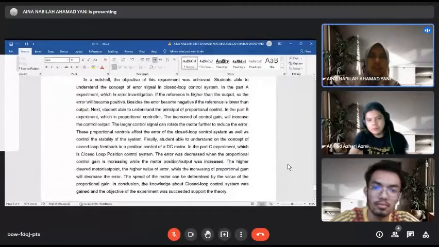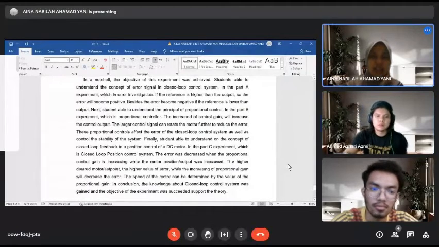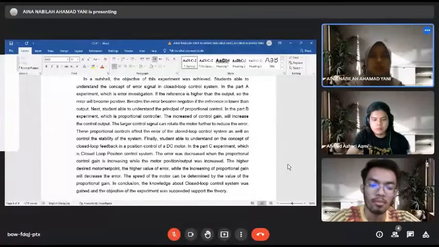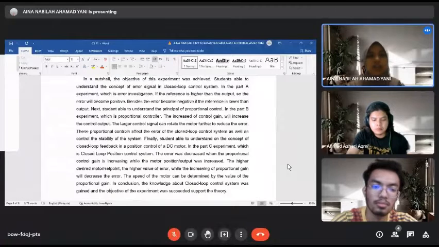As for the conclusion, in a nutshell, the objective of this experiment was achieved. Students are able to understand the concepts of error signal in a closed-loop control system in part A of the experiment, which is error investigation. If the reference is higher than the output, the error will become positive. Besides, the error becomes negative if the reference is lower than the output.